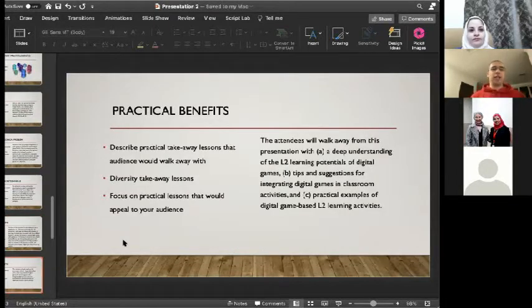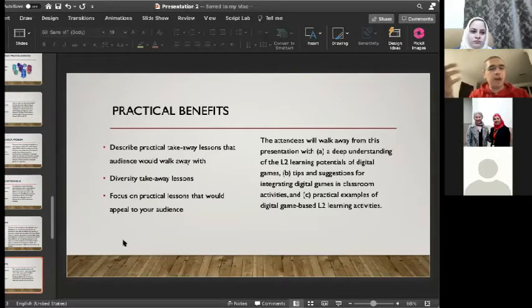And finally, practical benefits. That's probably the most important component of the practice-oriented presentation. These are the takeaway lessons that the audience would walk away with, the things your audience would learn from the presentation. Really, I think this is the key to whether a proposal gets accepted or not, because practice-oriented conferences are all about improving the professional development of teachers or educators. So what would the teacher learn from your presentation in terms of practical skills?